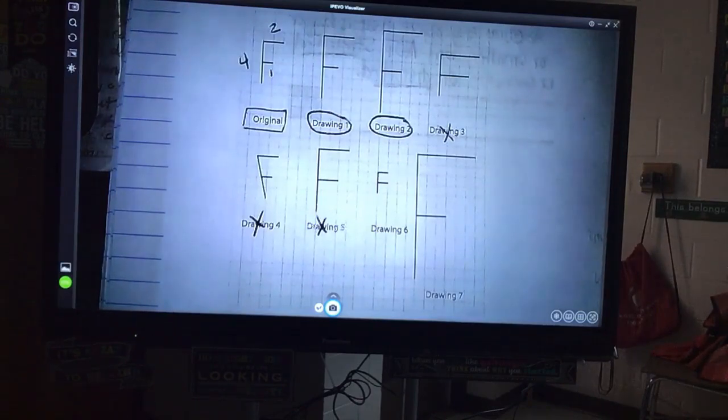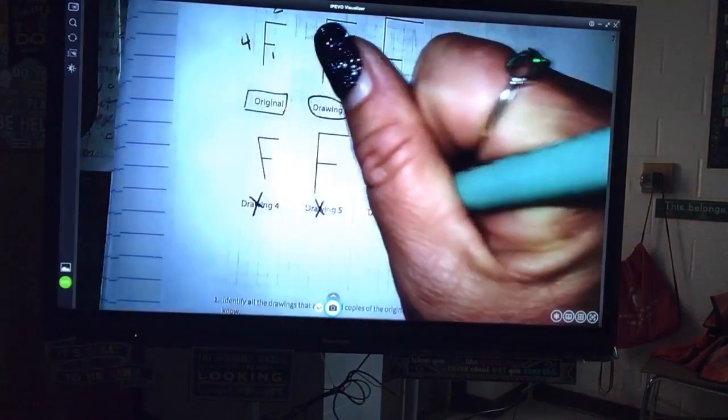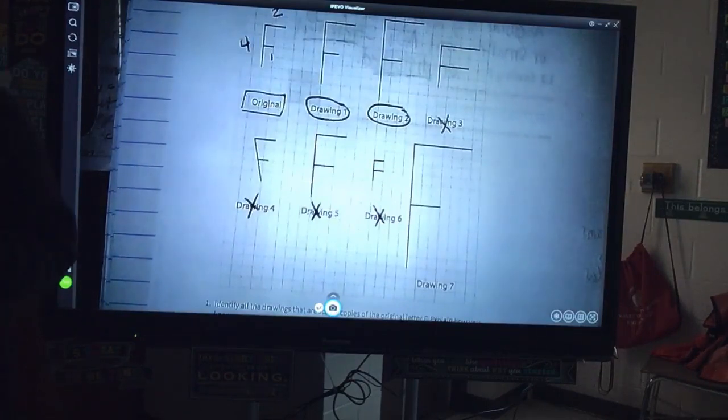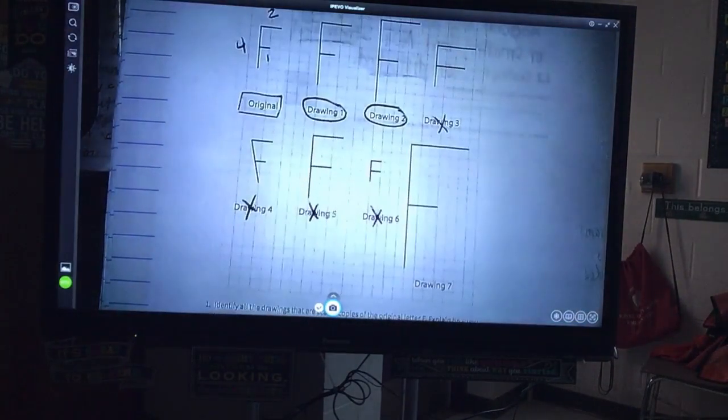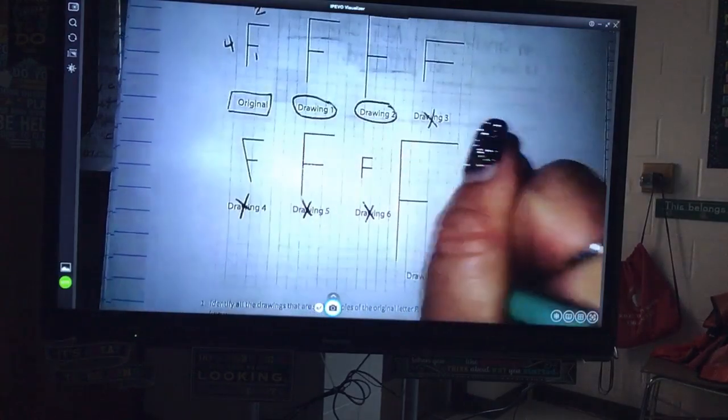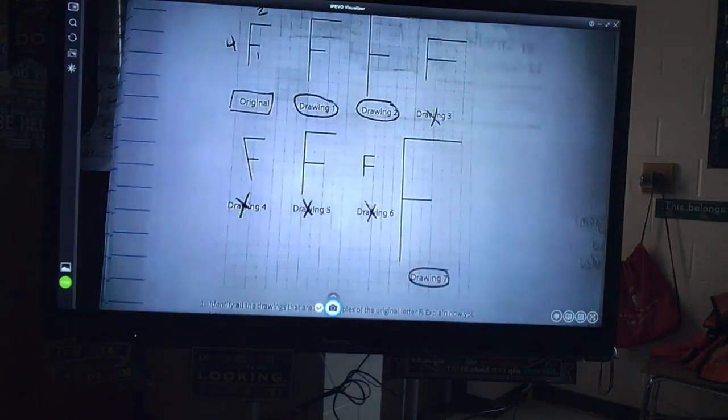Alright, what about drawing 6? Stand up if you pick drawing 6. Drawing 6 is not. Why? River: The second part of the S is supposed to be half as big, that's all the top part. So the top and the bottom cannot be the same. All right, and then stand up if you pick drawing 7. All right, so have a seat.